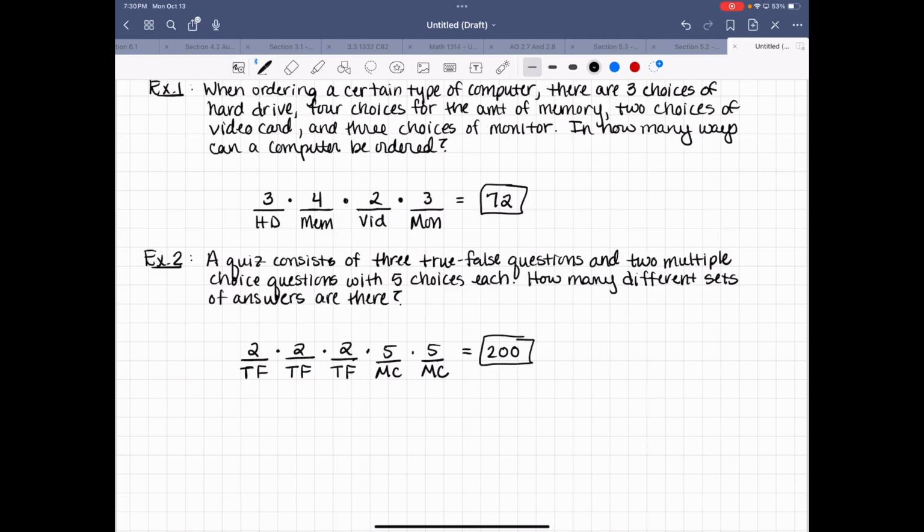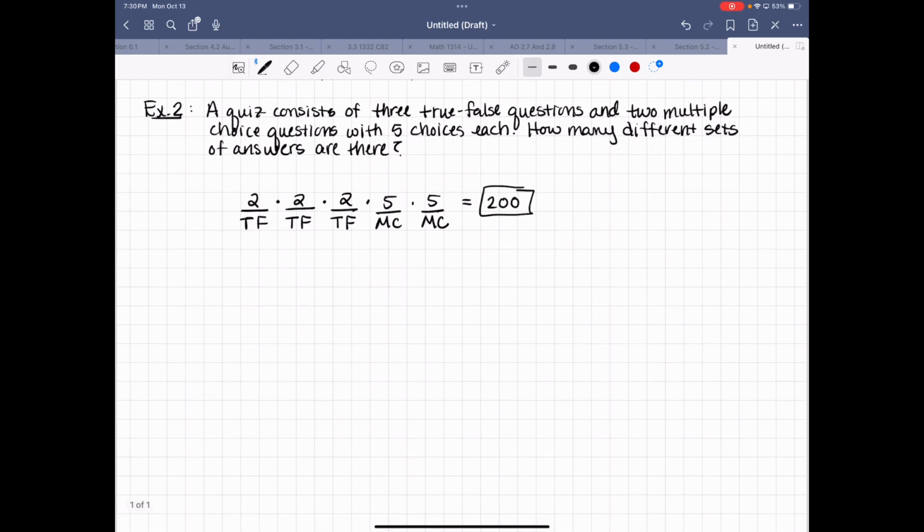Okay, good job. All right, now here we get to our definition, okay? The word permutations, this one is actually important. The word permutations is another word for ordering. Okay?